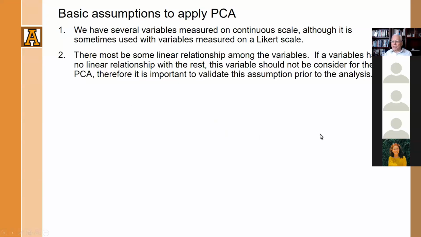There must be some linear relationship between the variables. As I mentioned earlier, if I have one variable that has zero covariance with any of the other variables in my original set, I can eliminate that variable from the principal component analysis because it's not related at all with the others. And these principal components are linear combinations of the rest of the variables, right?